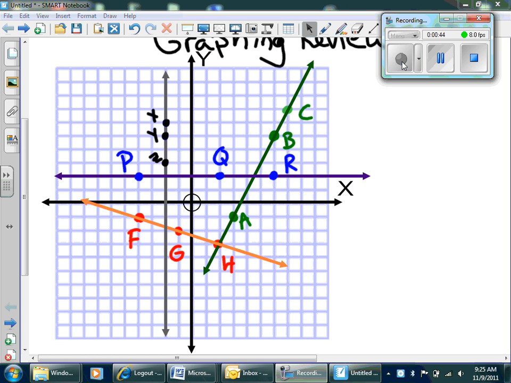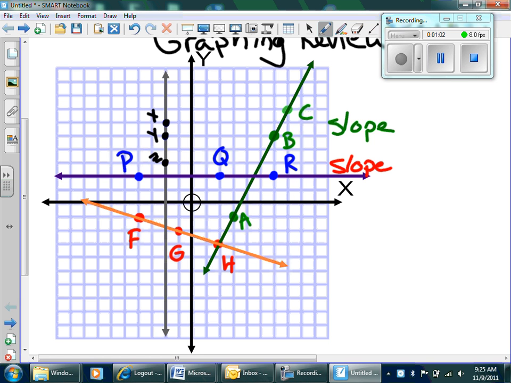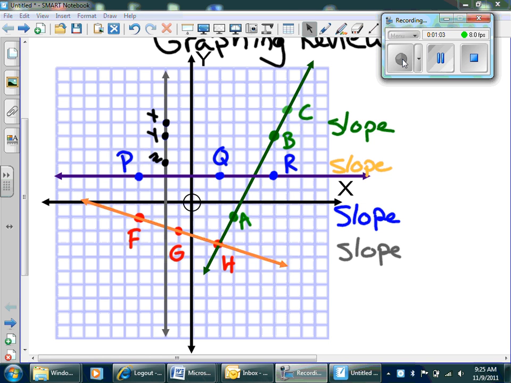Okay, on this graph I have 4 lines. It looks a little bit busy, but you can tell that I color-coded them. Do me a favor, see if you can count the slope of the green line, the slope of the orange line, the slopes of the blue line, and the gray line. Go ahead and pause it, see if you can count the slopes. My answers will appear momentarily.